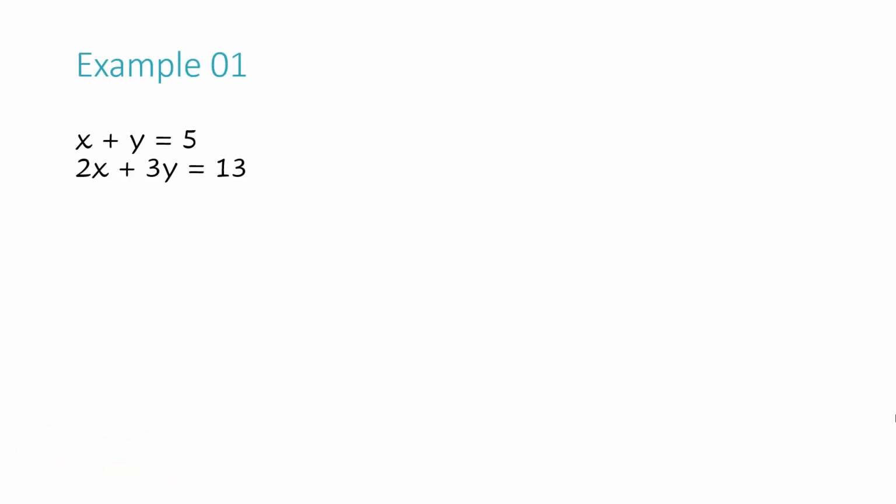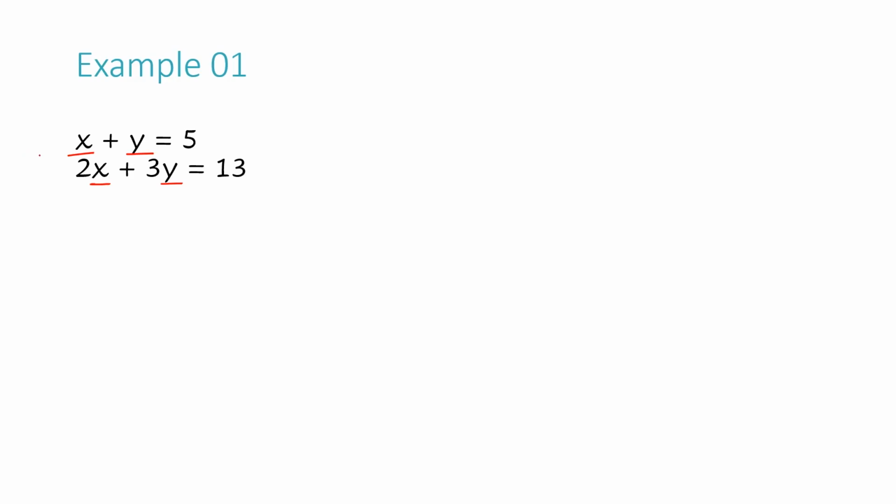Let's take a look at example number one. If I have the two equations x plus y equals 5 and 2x plus 3y equals 13, the first step that I'm going to take is to isolate one of these variables. Right now, these two equations have 4 total variables. There's an x here, a y here, an x here, and a y here. I'm going to look for something that's already by itself, or something that is pretty close to isolated.